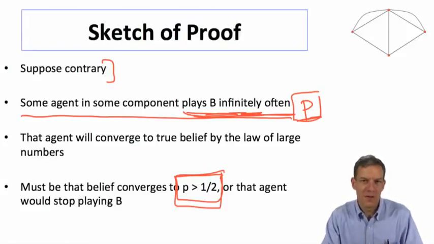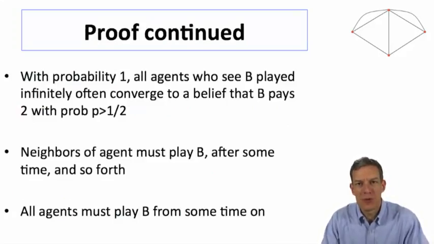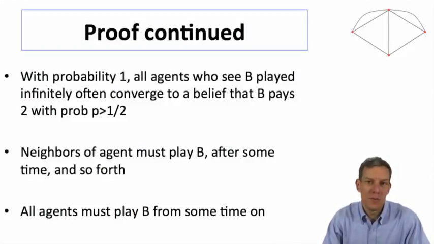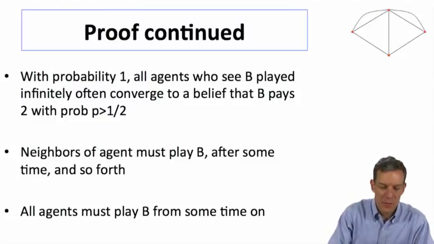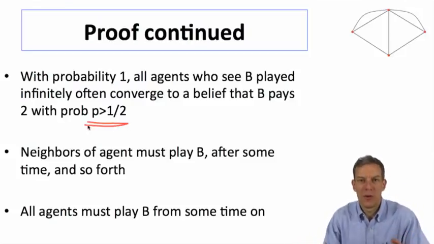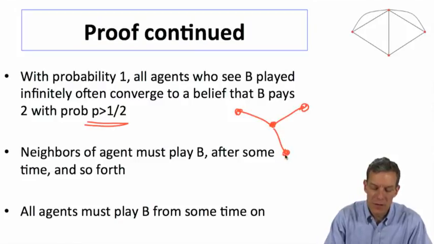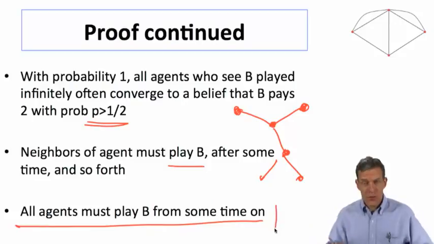With probability 1, the true P has to be bigger than a half. So then everybody who sees this person is actually going to see the sequence played. They're going to also see B played infinitely often. They're also going to have to converge to the belief that P is bigger than a half. And so they should all start playing B, right? So if this person is learning that B is good, then their neighbors are all going to have to converge. Then these people are all going to see B infinitely often and converge to P. Their neighbors are going to have to converge, and so forth. So the neighbors of the agent must play B, then all agents have to play B. So it just has to spread out.